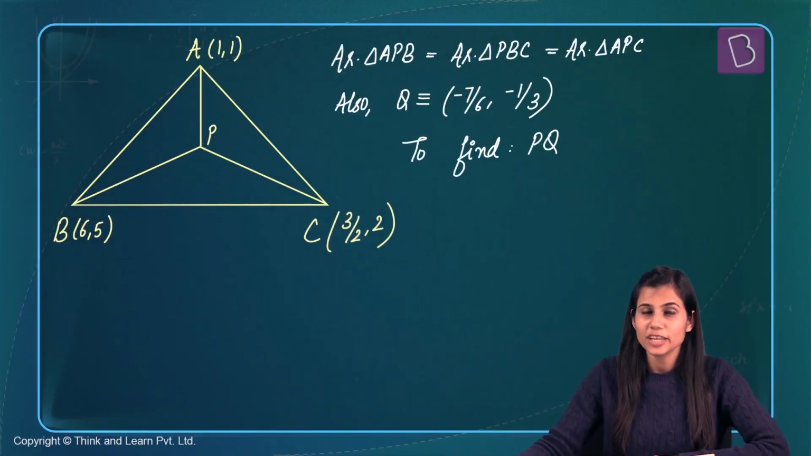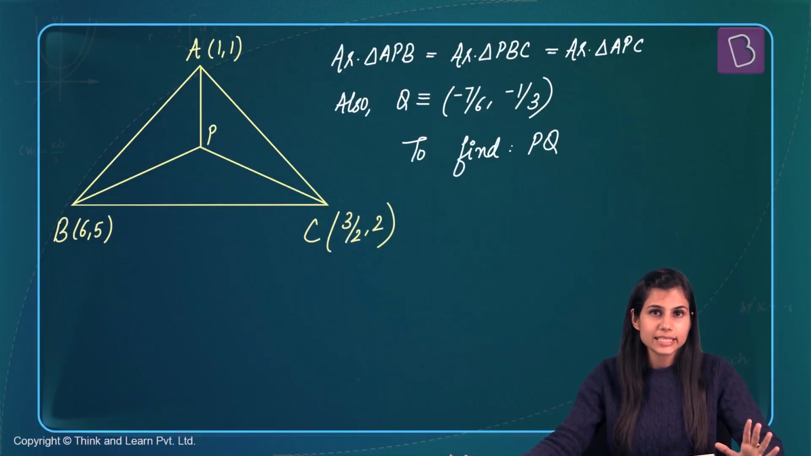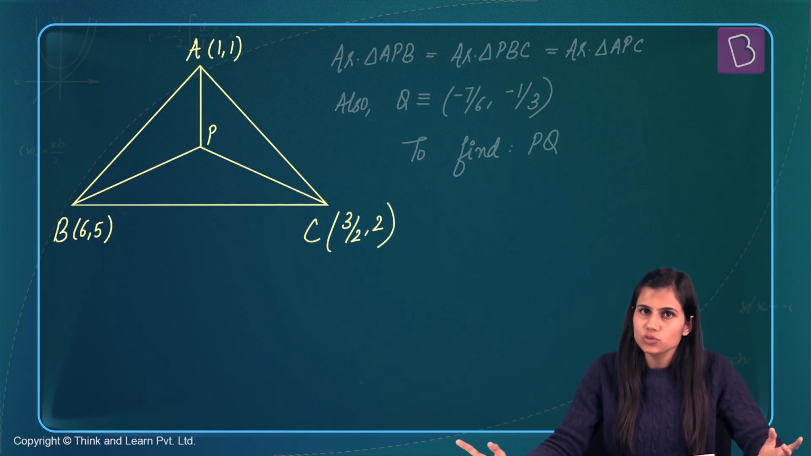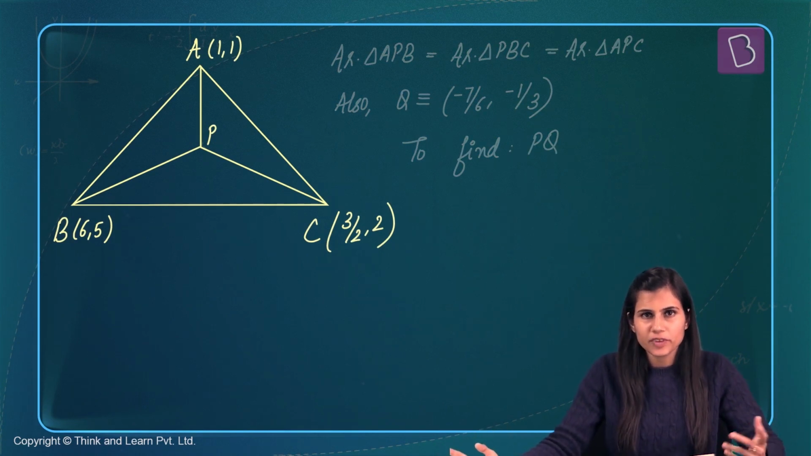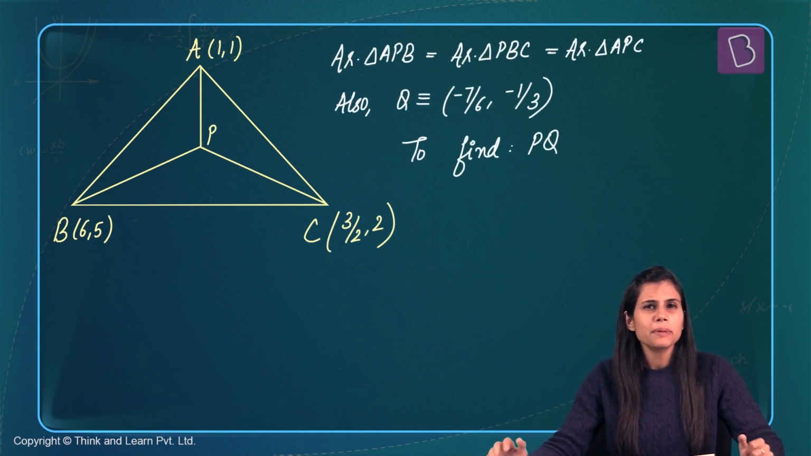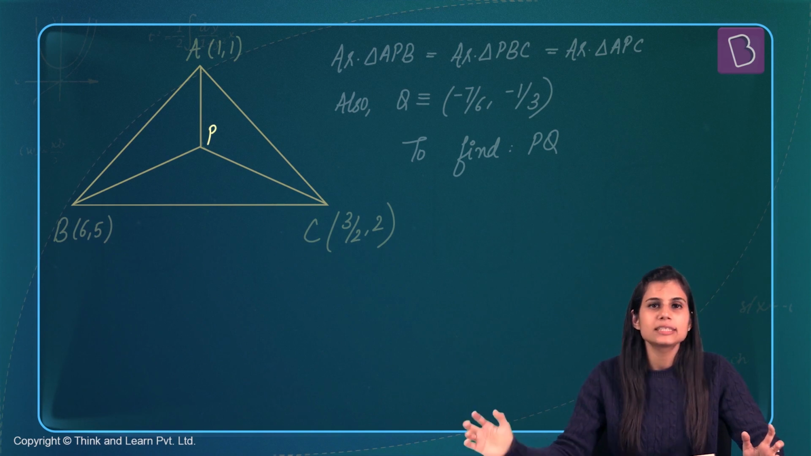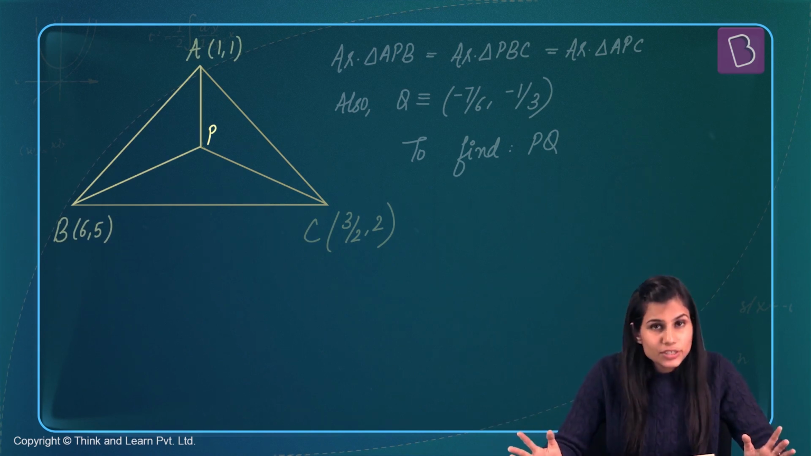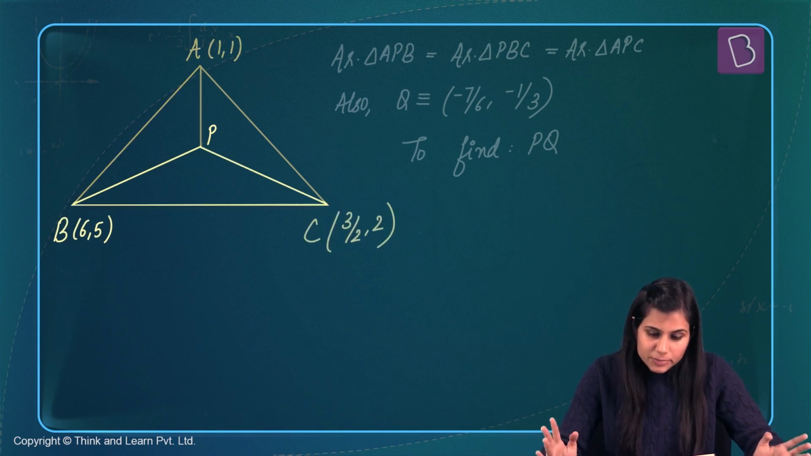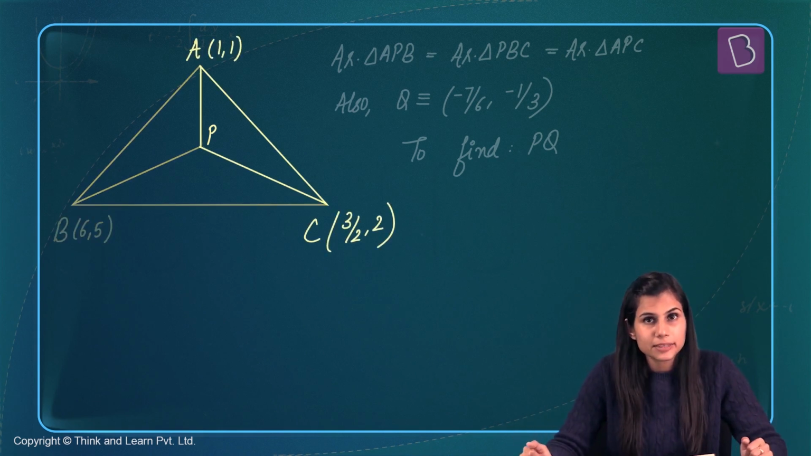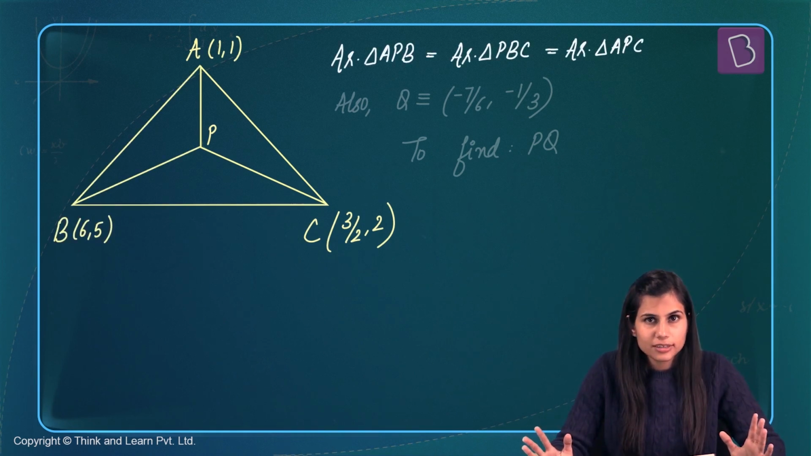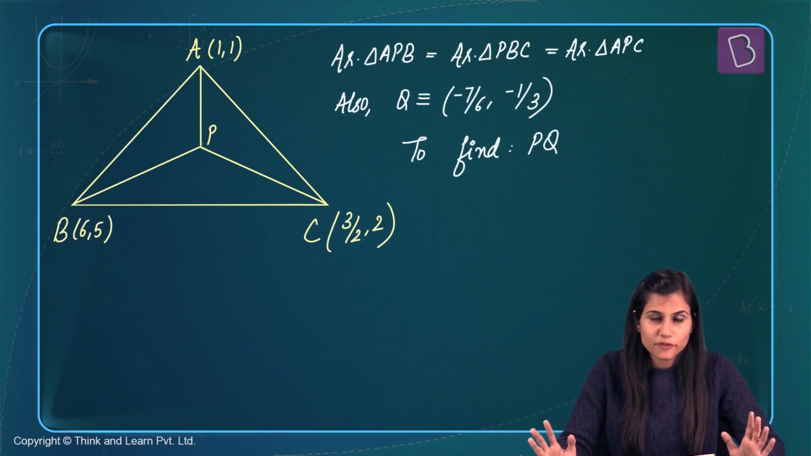So in this question, we have been given that there is a triangle ABC, and the coordinates of the vertices of this triangle are given to us. So we have the coordinates of A known, B known, and C known. The question is talking about a point P, because of which there are three triangles being created. One is triangle APB, other is BPC, and other is APC, such that these three triangles have equal area. Okay, read the question very carefully.